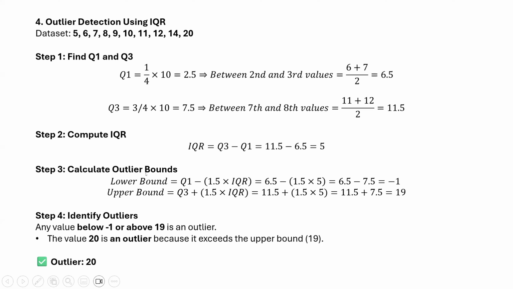Okay, now calculate outlier bounds. The lower bound is -1 and the upper bound is 19. So any value below -1 or above 19 is an outlier. The value 20 is an outlier because it exceeds the upper bound 19. It's okay, it happens, Vinay.